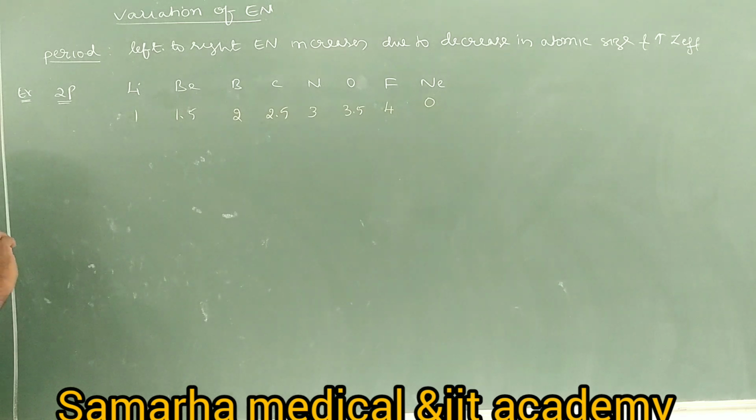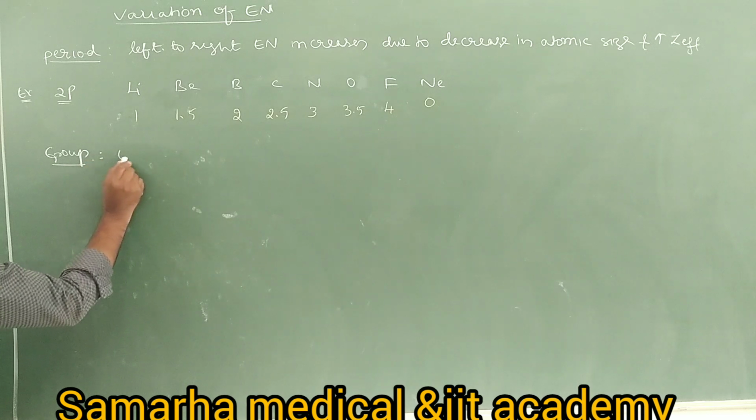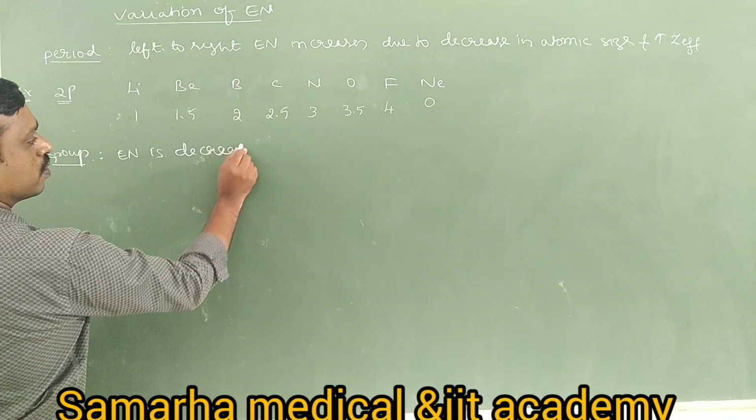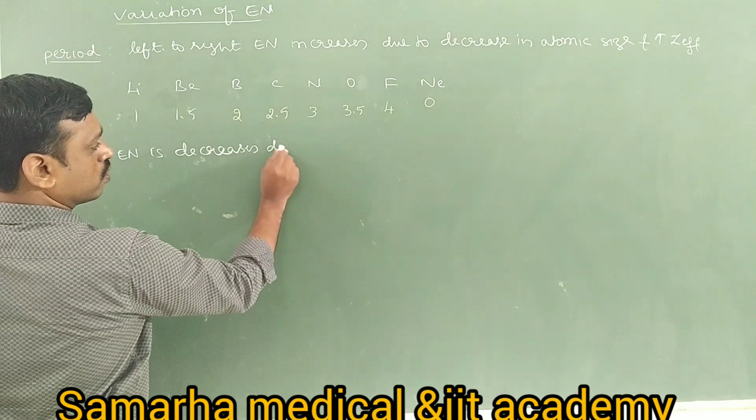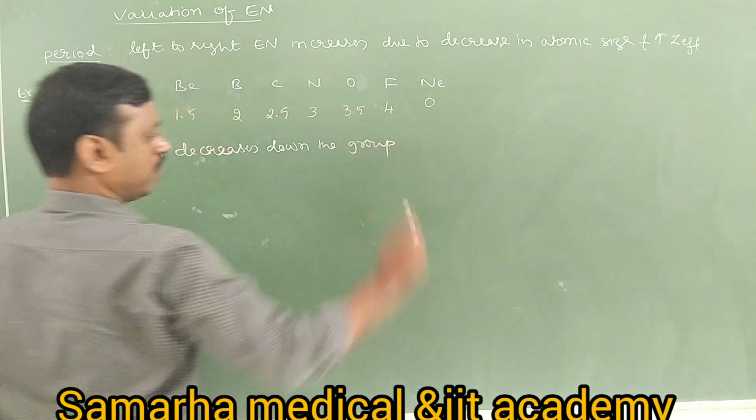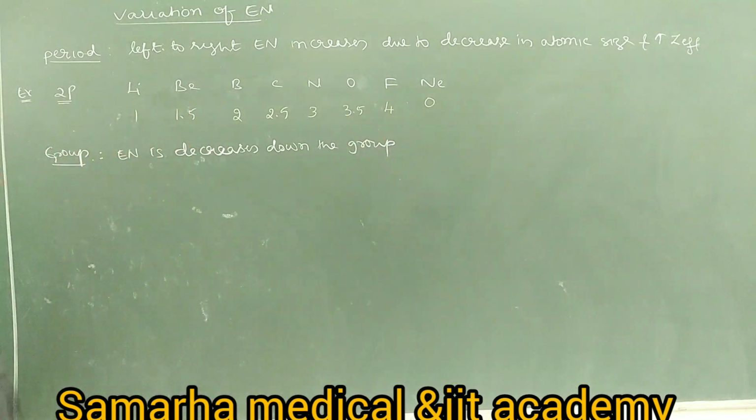Next, in a group. So what happens to electronegativity in a group? Down the group atomic size increases, therefore electronegativity decreases. Therefore electronegativity decreases down the group. Electronegativity decreases down the group.